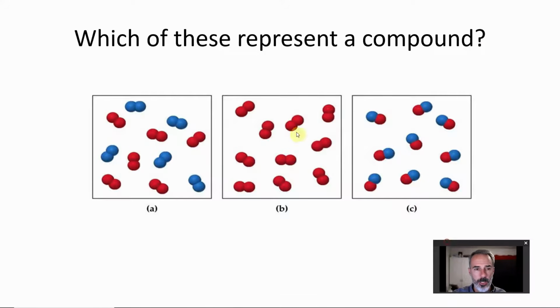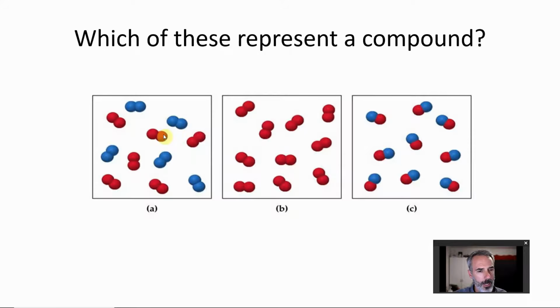All right, let's move down here. Which of these represents a compound? So does A, B, or C have a compound in there? Well, if you said C, you are correct. Compounds are different types of atoms attached together, which they definitely are there. B is the same type of atom attached together, so B would be an element.